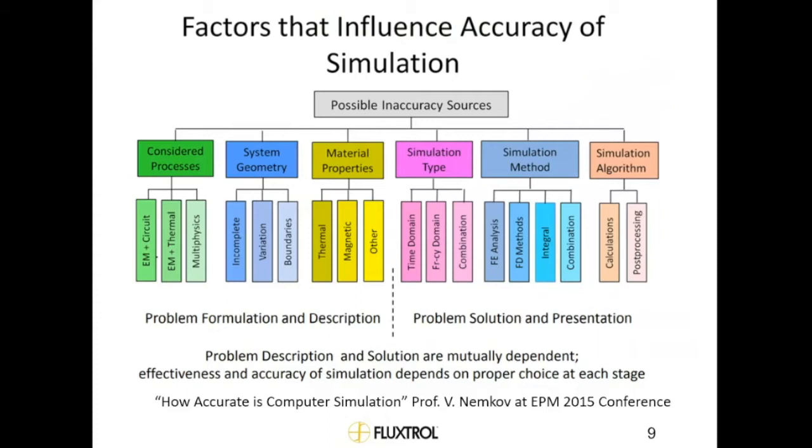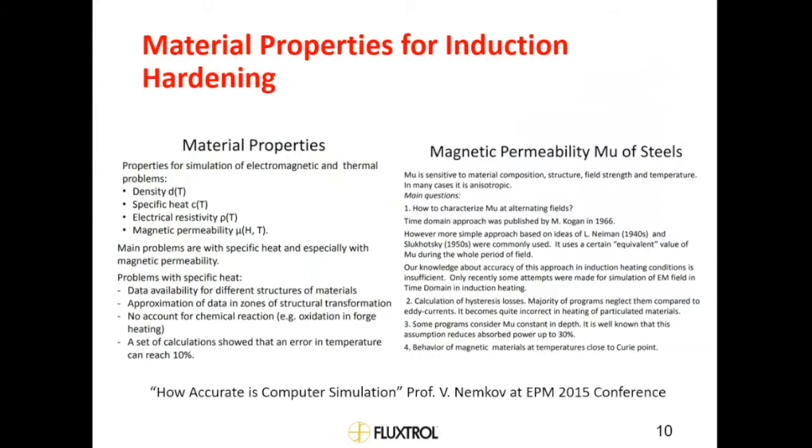The simulation method, whether we're using finite element, finite difference, integral, or some type of combination of the above. And finally, the algorithm. So all of these factors contribute to what will be the accuracy of the simulation. And then I'll talk a little bit about material properties. Which ones do we need to actually do the electromagnetic and thermal? So we need the density as a function of temperature, specific heat as a function of temperature, the electrical resistivity as a function of temperature, and the magnetic permeability, which is a function of the magnetic field strength and the temperature. And this is, let's say, the classical description.